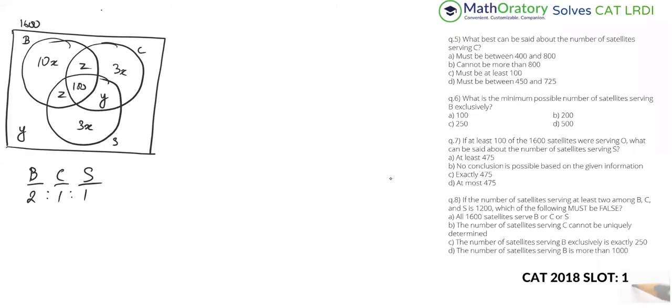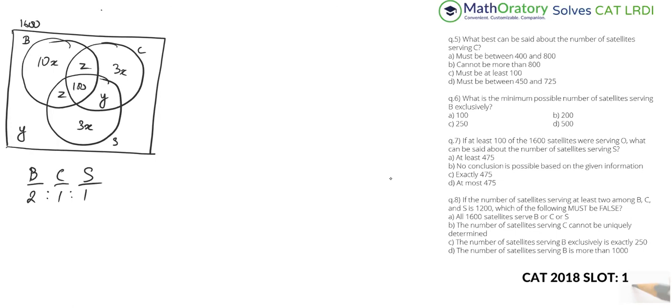So if we go through the questions quickly, look at question number 5. What best can be said about the number of satellites serving C? Options: must be between this, cannot be more than, must be at least this much. So some sort of range, right? Question number 6, what is the minimum possible number of satellites serving B exclusively? So again, if you're talking about minimum, that has to do something with a range.